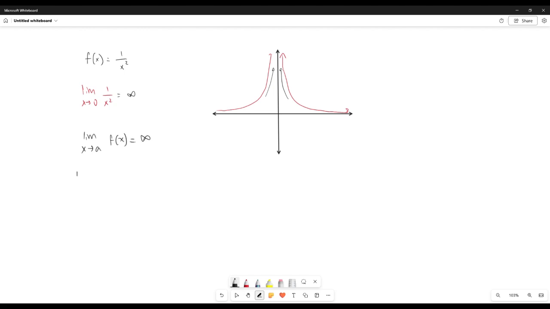1 over x squared can be made as large as we like by taking values of x close enough to 0. In general, we can write this expression to indicate that values of f of x increase without bound, or become larger and larger, as x becomes closer to a.